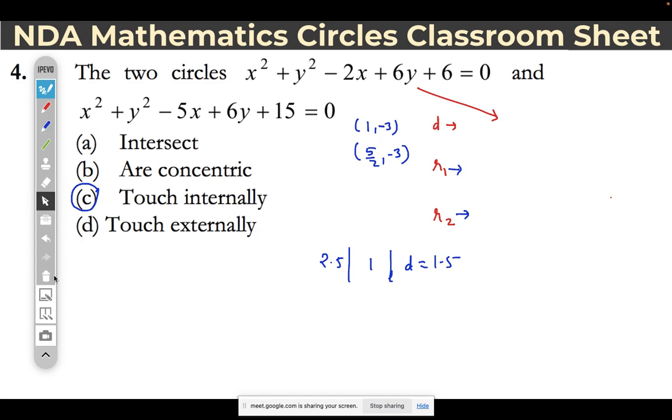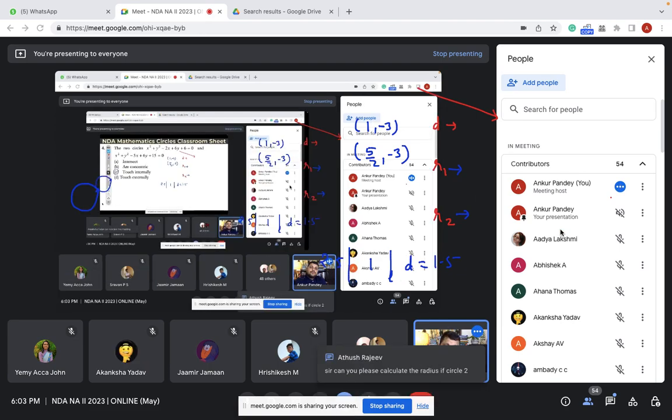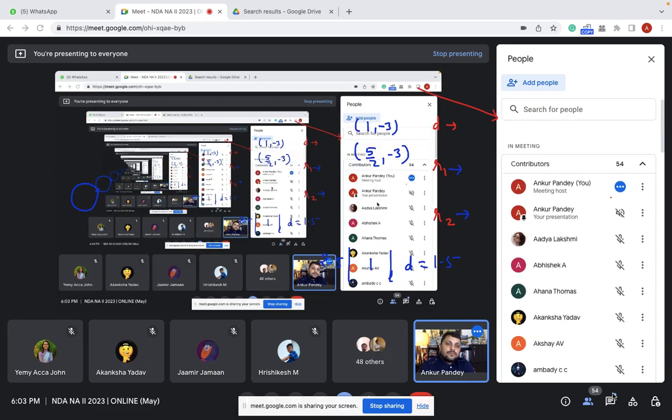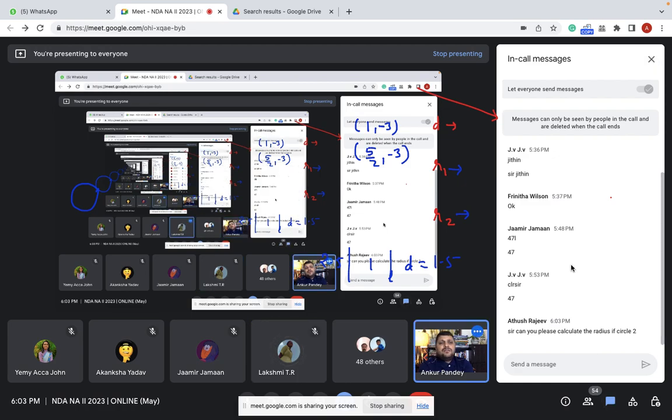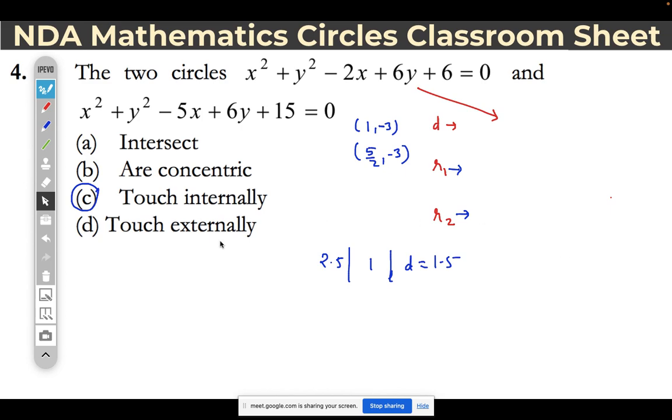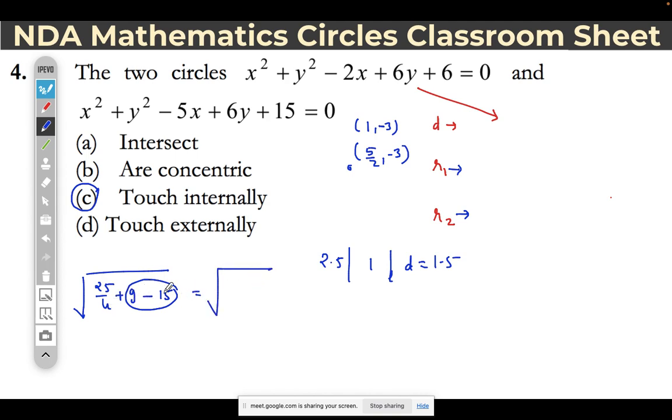Should I explain? Is there anyone who feels that I should explain? Radius of circle 2? Okay, Atush. Square root of center x part square, center y part square minus the constant part. Can I write it minus 6? 4 sixes are 24. 25 minus 24, 1 by 4. Okay?